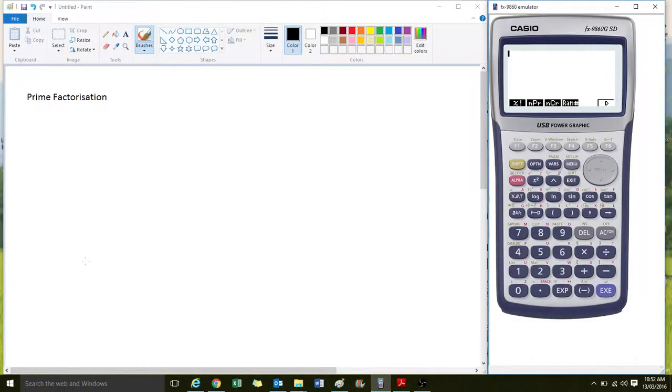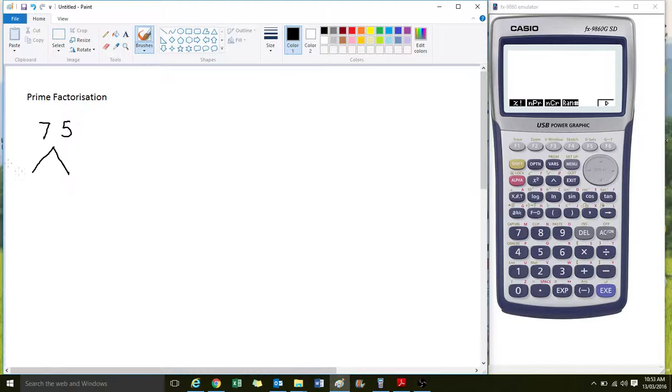Today I'm going to show you how we can factorize a large number into prime numbers, and we're going to express that in exponential form. So let's start with the number 75. We're going to use a method known as prime factorization trees. The way this works is we just ask, what do we multiply by to get this number?